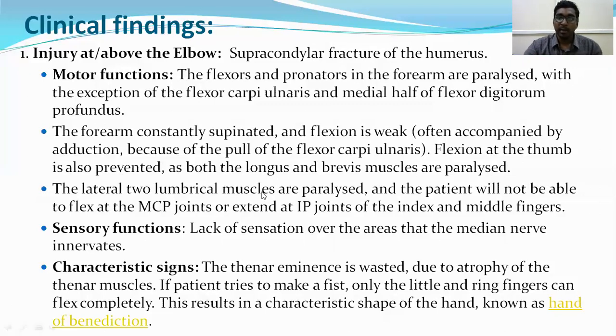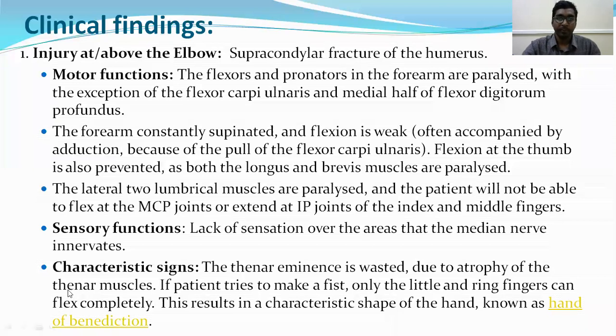The lateral two lumbricals are paralyzed. What is the action of the lumbricals? Lumbricals cause flexion of the MCP joint and extension of the interphalangeal joints. So with lumbricals absent, you will produce claw hand, the opposite action, which is more prominent in case of ulnar nerve injury. But in the median nerve, only the lateral two lumbricals are paralyzed, so claw hand is observed in the lateral two fingers of the hand.